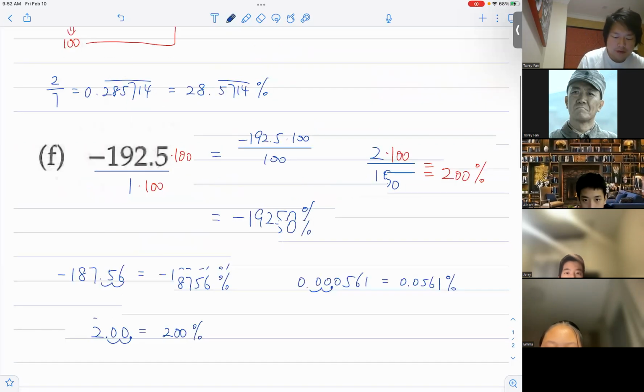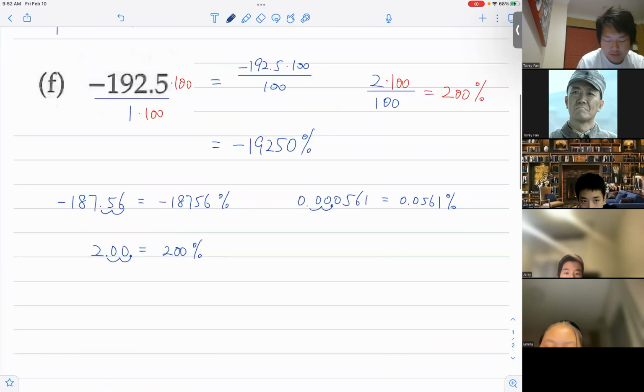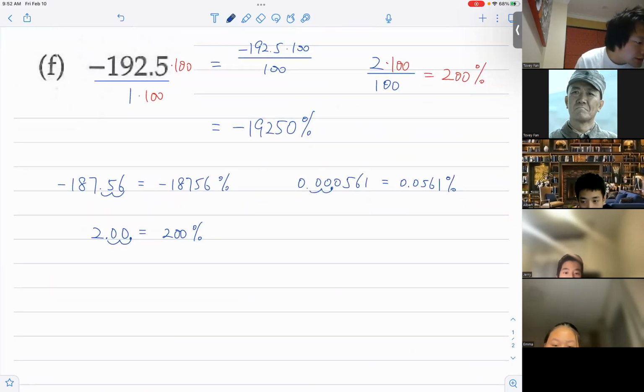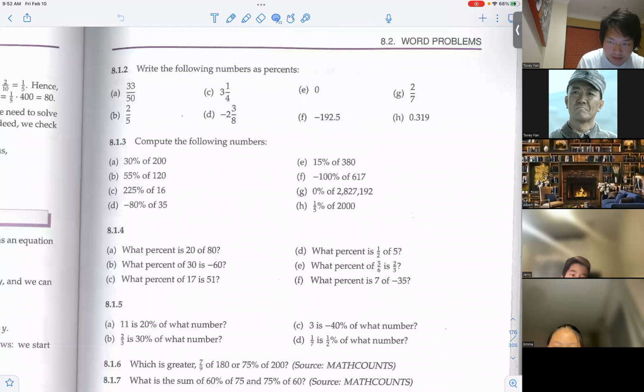So for fractions, you have to change the denominator into 100. For decimals and integers, just move the decimal point to the right twice. Very simple. Okay, next question. Any questions for now before we move on? Okay, good. So 8.1.3, we have 3 questions for Jerry.